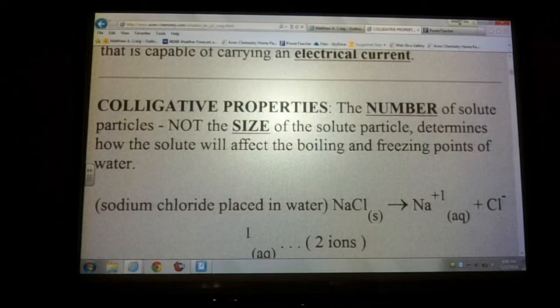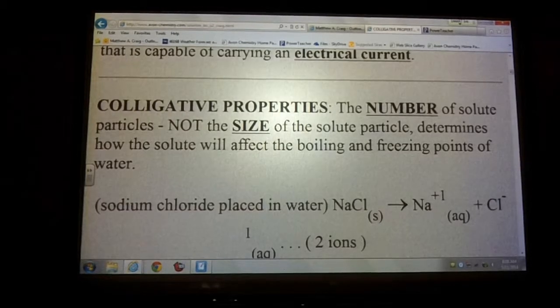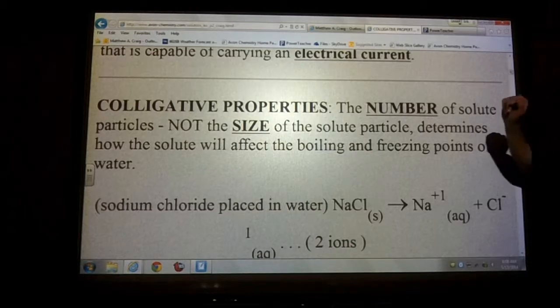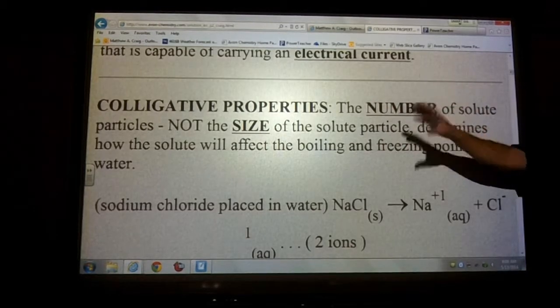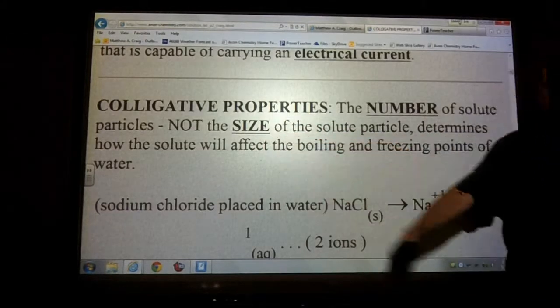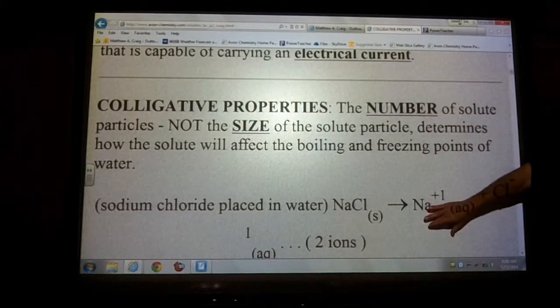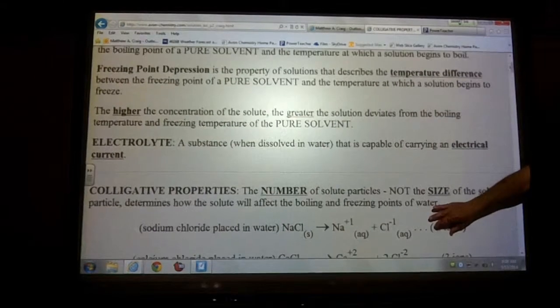Colligative properties. There are many different types of colligative properties, and the properties that we're going to talk about are boiling point elevation and freezing point depression. But it deals with the number of solute particles that we have in solution, not the size. So size doesn't matter in chemistry. It's how many particles are present. So today we'll be talking about, actually I'm going to reduce that down just a little.